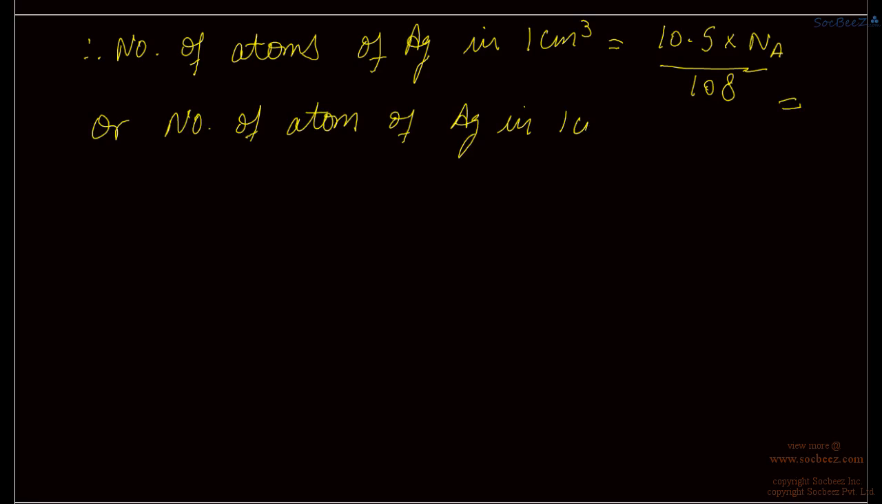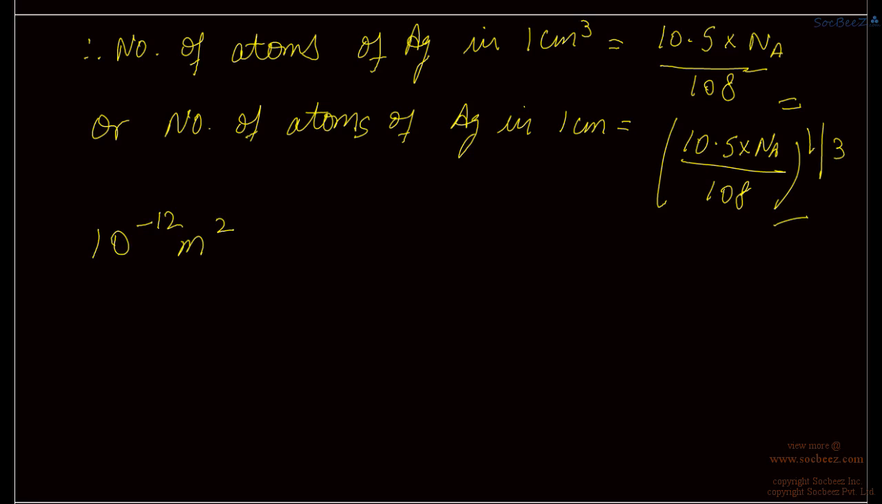Or the number of atoms of silver in 1 centimeter, if we take the cube root of this quantity, then we will get the number of atoms of silver in 1 centimeter. So taking the cube root of this quantity will give us the total number of silver atoms in 1 centimeter of the surface. Now, we are asked to calculate the total number of silver atoms in 10 raised to the power minus 12 meters square. Since 10 raised to the power minus 12 meters square, if we convert it to centimeter square, gives us 10 raised to the power minus 8 centimeter square.